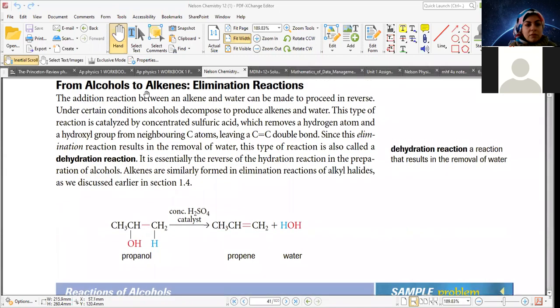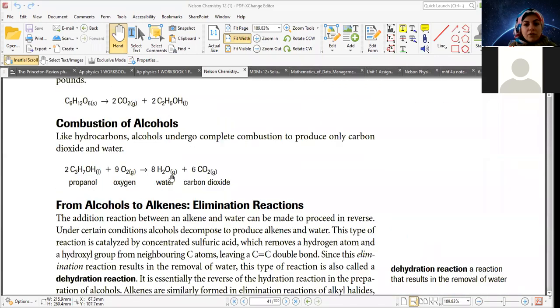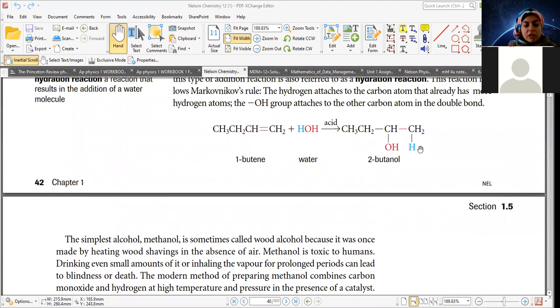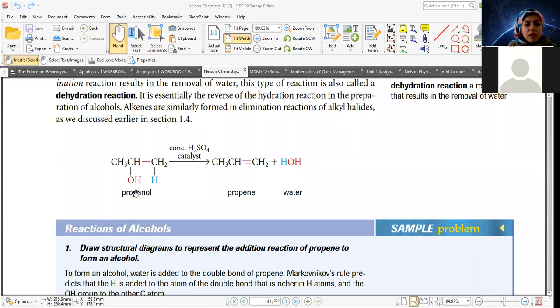Okay, so alcohols to alkene: elimination. When you have alcohol, it is a reverse reaction of the one that we did talk about. The H and OH come out and you have a double bond. So this is the reaction. You have alcohol, the OH and H get out and you have a double bond between these two. Of course, the H and OH together will give you water. Any question?